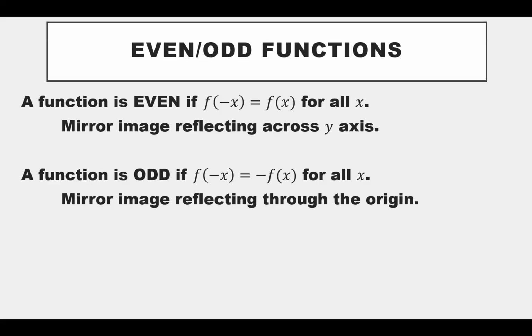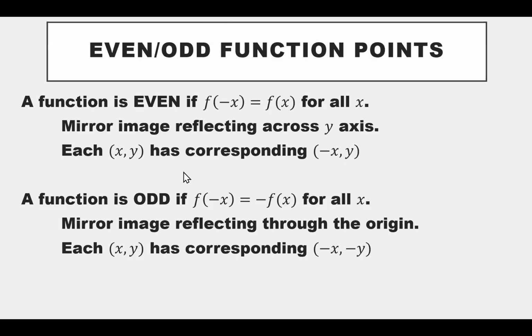So that's what we end up with: our even and odd functions. The points on an even function, if I have a point which is x comma y, then it's going to have a corresponding point which is negative x comma the same y value. On an odd function, the point x comma y has a corresponding point negative x comma negative y value.